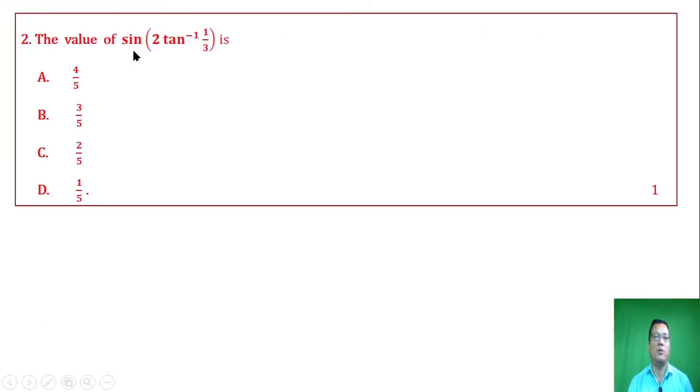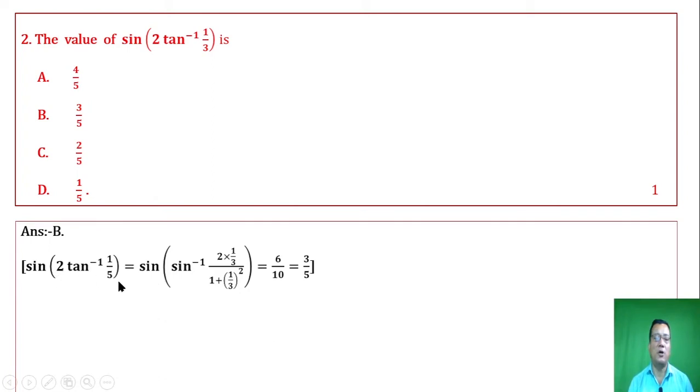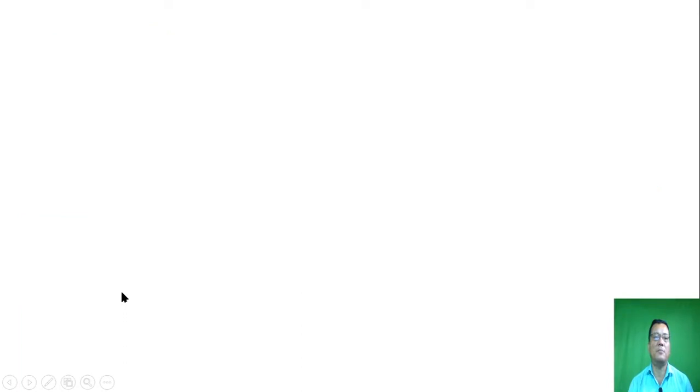Question number 2. The value of sine of 2 tan inverse of 1 by 3 is? Answer B. How? Sine of 2 times tan inverse of 1 by 3 equal to sine of 2 tan inverse of something, which can be converted into sine inverse using this formula. We have sine of sine inverse, cancelling these two, we have this 6 by 10, that is 3 by 5. Correct answer should be B.